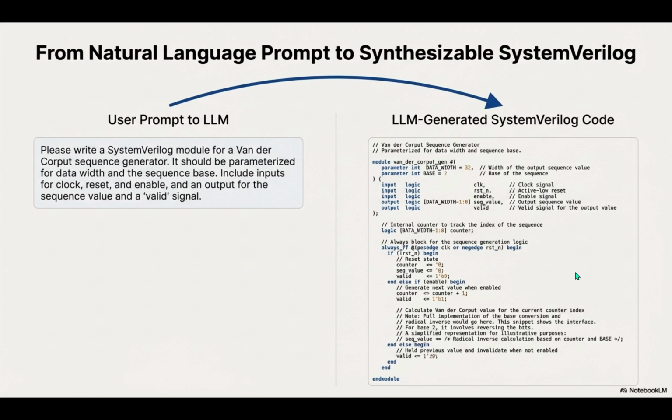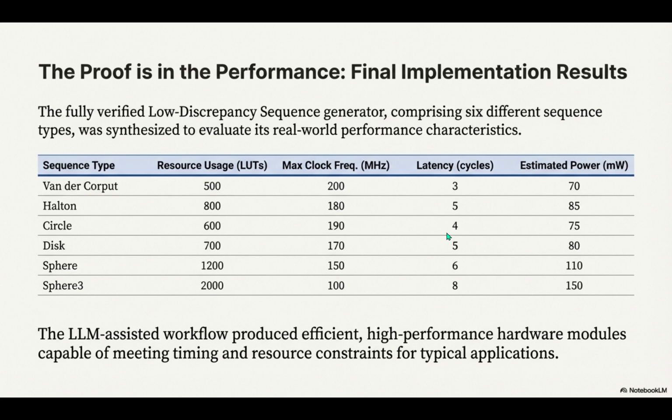Let's get to the numbers. How did the simplest design contrast with the most complex one? The results were great. Let's look at the extremes. The basic van der Corput generator, fast and simple, used a mere 500 LUTs. LUT being the basic logic block on an FPGA. Right. It achieved a blazing clock frequency of 200 megahertz, had ultra-low latency of just 3 cycles, and only used 70 milliwatts of power. That's incredibly efficient. Now what about the heavy hitter, the Sphere 3 generator?